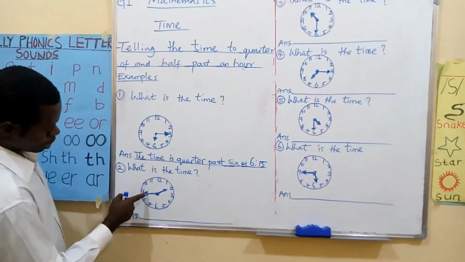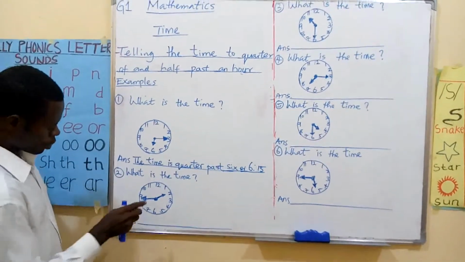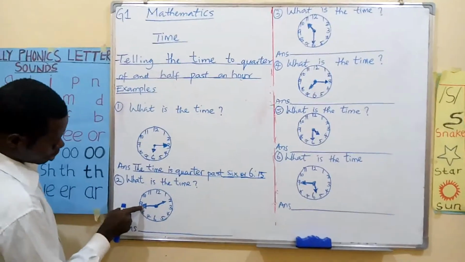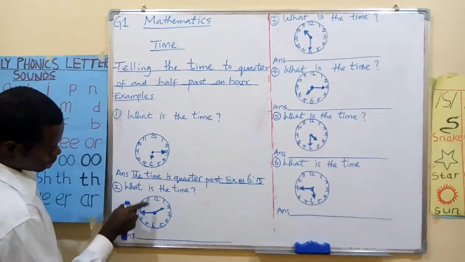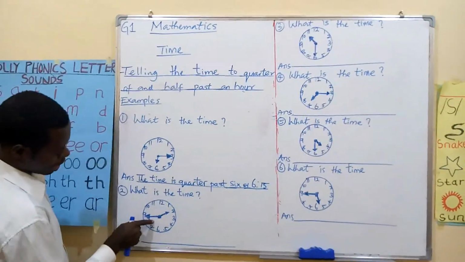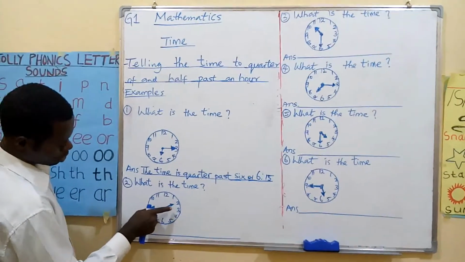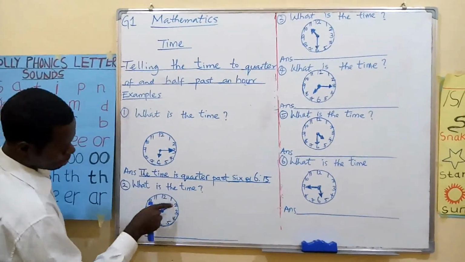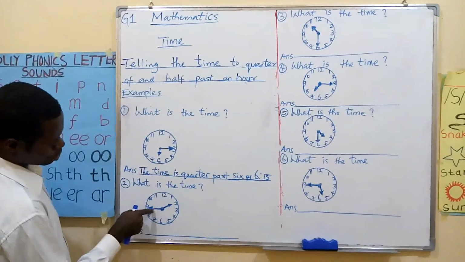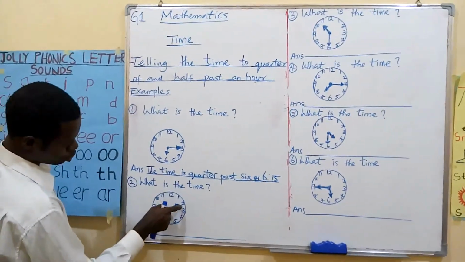Alright? So what's the time? Remember just like what we did, I told you that whenever the long hand is pointing at 9, that is quarter to an hour. As of now, the short hand is about getting to 2, so that is quarter to 2.